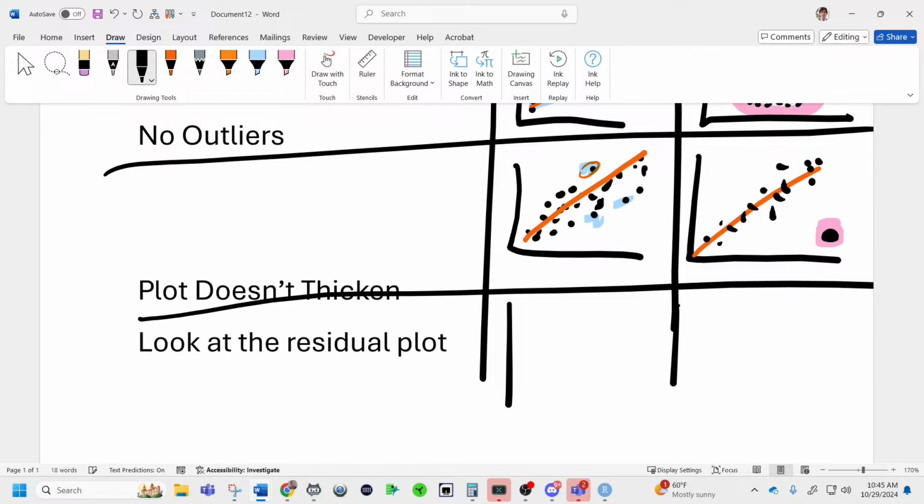For plot doesn't thicken, look at the residual plot. We don't want it to thicken. Some people say plot thickening or something like that, which is a bad thing. We don't want the plot to thicken. So what you want is actually what is called homoscedasticity. Homo meaning same. And if you take that line I just drew and made it flat, then what you would see right here is the dots around it are going to look like this.